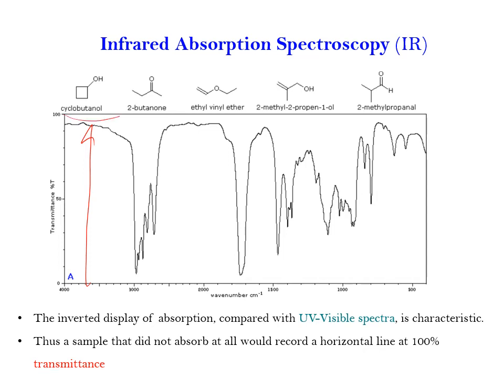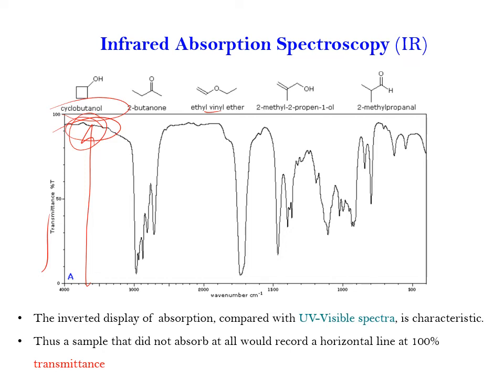For example, cyclobutanol has an IR absorption spectrum at this point. 2-butanol, for example, and ethyl vinyl ether have different absorption spectra. In this case, we measure transmittance. So this is the inverted display of absorption.